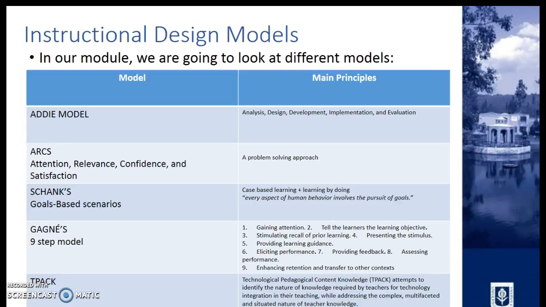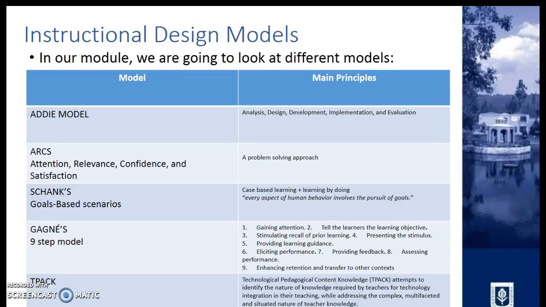You're also going to read about Shank's goal-based scenarios. The main principle in Shank is case-based learning, learning by doing. So probably you are doing that in your institutions currently. Another model you're going to take a look at is Gagne's model.